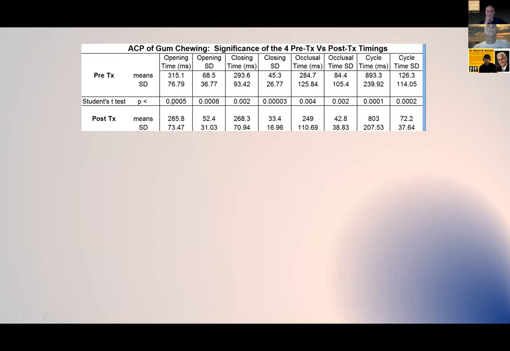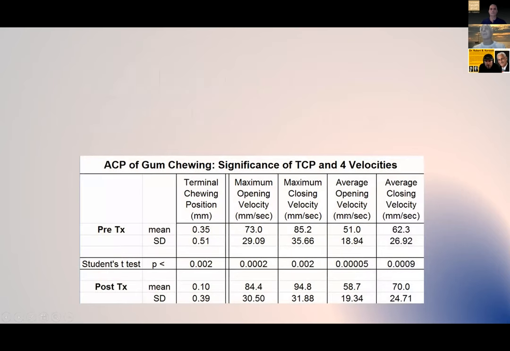When you have p-numbers where there are 3 and 4 zeros, this is p less than 0.001. 99.5% of the time this change occurred, that the people got faster. They were able to open faster, they were able to close faster, they were able to stay in contact with their teeth for shorter periods of time, they were able to cycle through their chewing much faster. And then a variety of other things we measured.